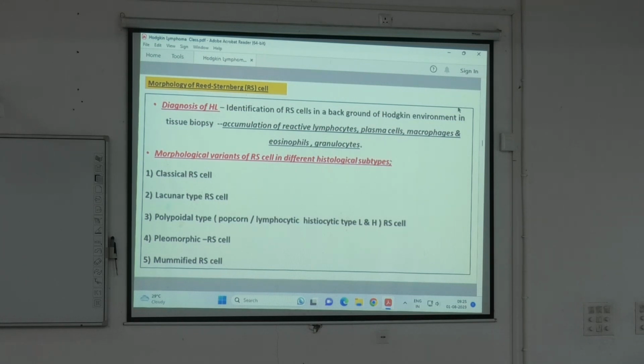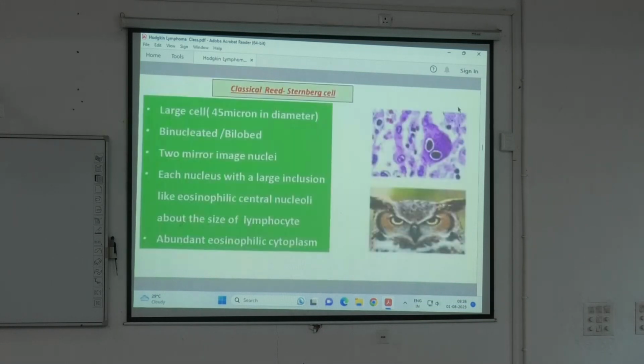But what are the variants of RS cell? Sometimes they ask in the oral exam, also in the theory exam, also as a short note. What are the variants? These are classical RS cell, lacunar type RS, polypoid or popcorn type of RS, pleomorphic RS, and mummified RS. These are the variants they will ask; you have to tell this in the exam.